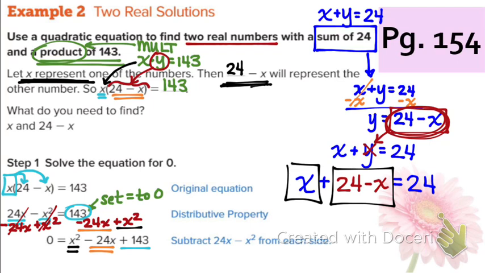Let's identify our A, B, and C so that we can find our axis of symmetry. What is A? A is 1. What is B? Negative 24 is B. What's C? 143. So how do I find the axis of symmetry now? Yes, x equals negative b over 2a.